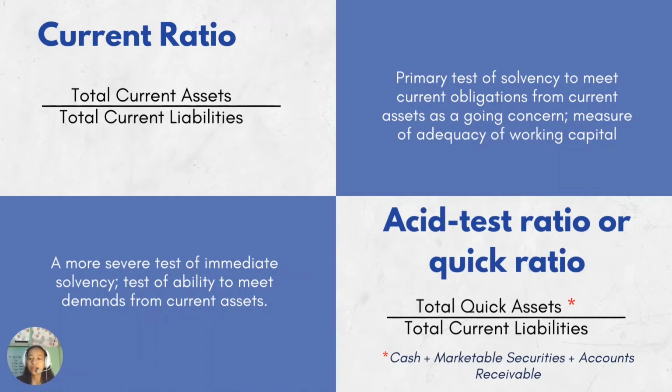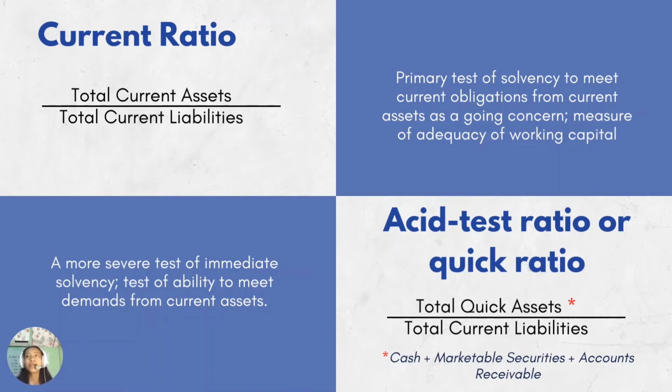So, ayun nga, it measures the firm's ability to pay off its short-term debts from its most liquid assets without having to rely on inventory. Kung sa current ratio, kasama pa si inventory and other current assets, dito naman kay acid test ratio or quick ratio, ano lang, yung mga most liquid assets lang, which is the cash, marketable securities, and accounts receivable.